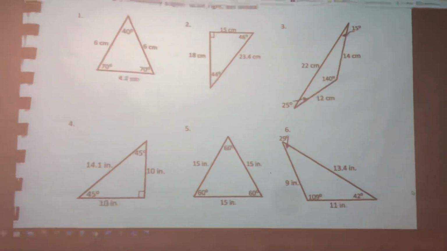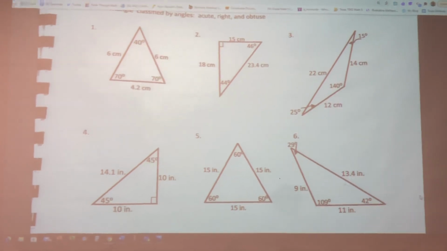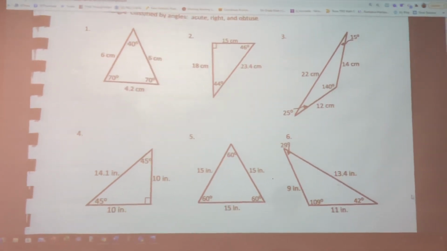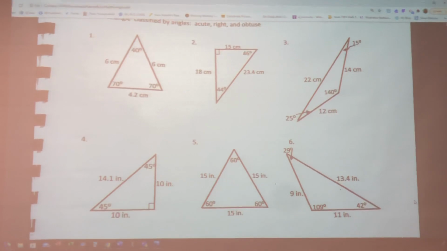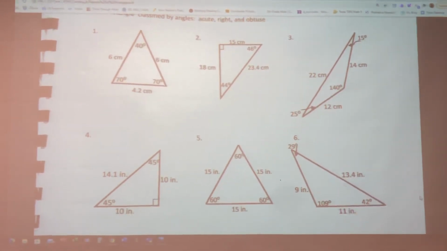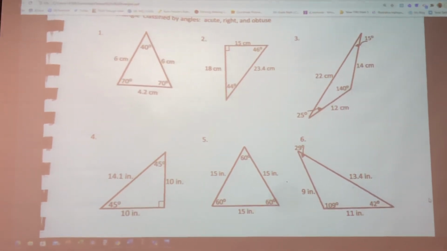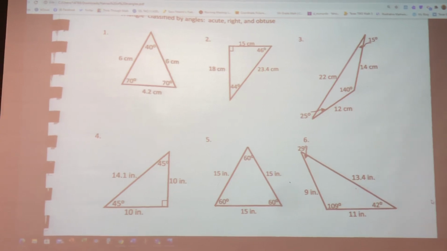Number 6. I got obtuse scalene. It's an obtuse triangle because it's got an angle greater than 90 degrees. It is a scalene triangle because none of the 3 sides are the same.